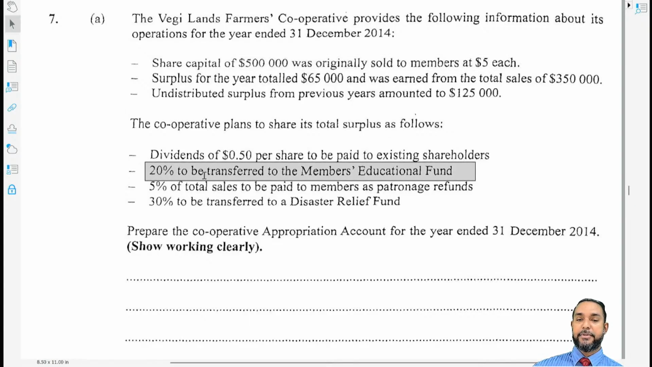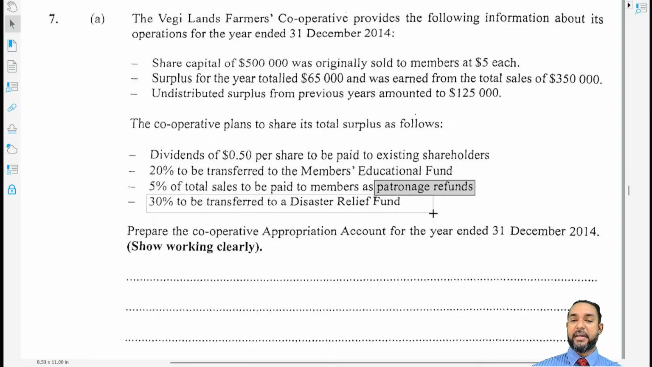Next, 20% to be transferred to the members' educational fund. So that's 20% of the total available surplus. Then we have 5% of total sales to be paid to members as patronage refund. So remember we said this is 5% of what? Total sales. And they gave that to us up here. So this figure will be 5% of the 350. Remember we said patronage refunds are like a kind of cashback reward that we give to our members for buying at our store or using our facilities, whatever the case is. And then finally, you have 30% to be transferred to a disaster relief fund. So that's 30% of total available surplus.